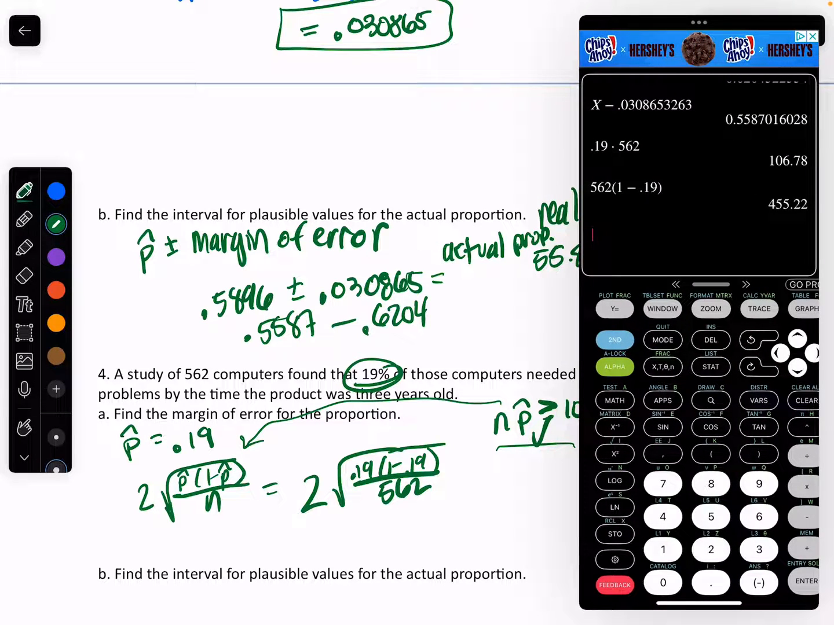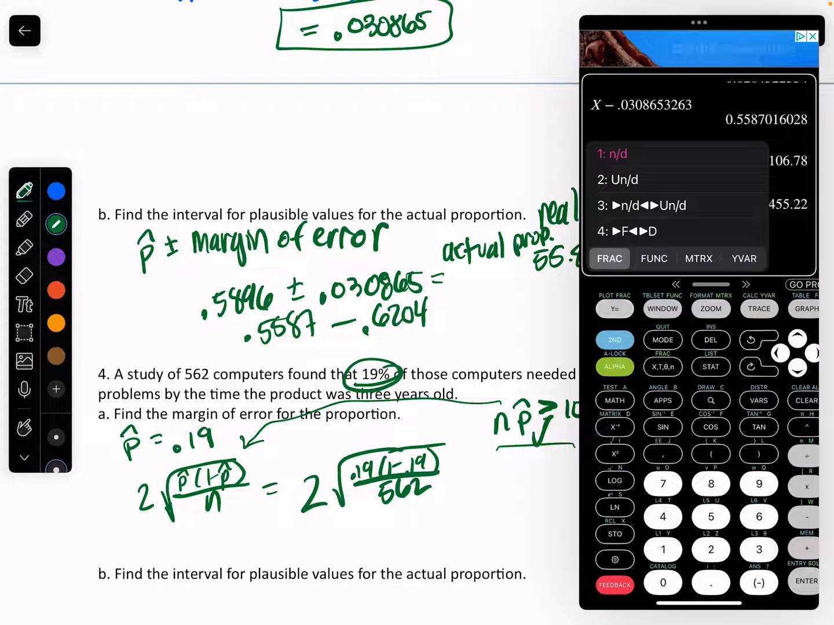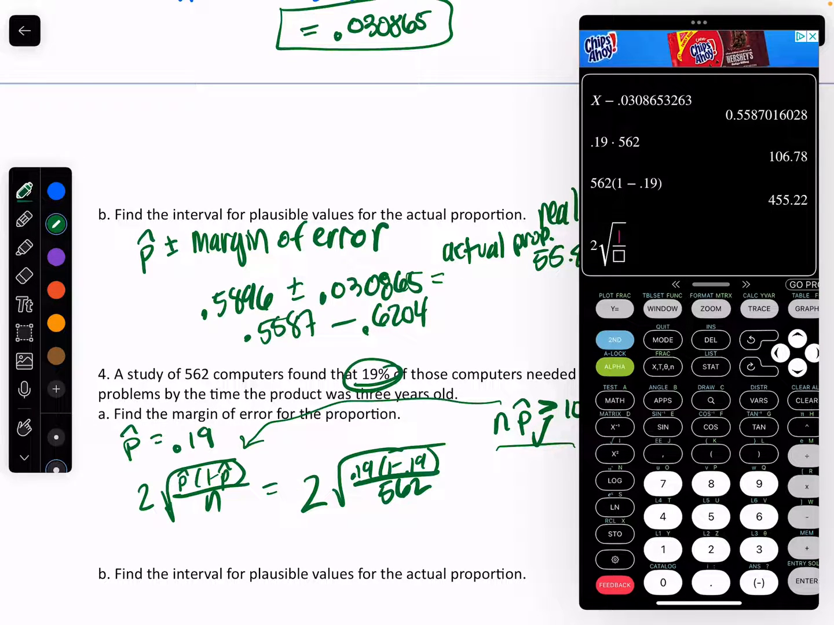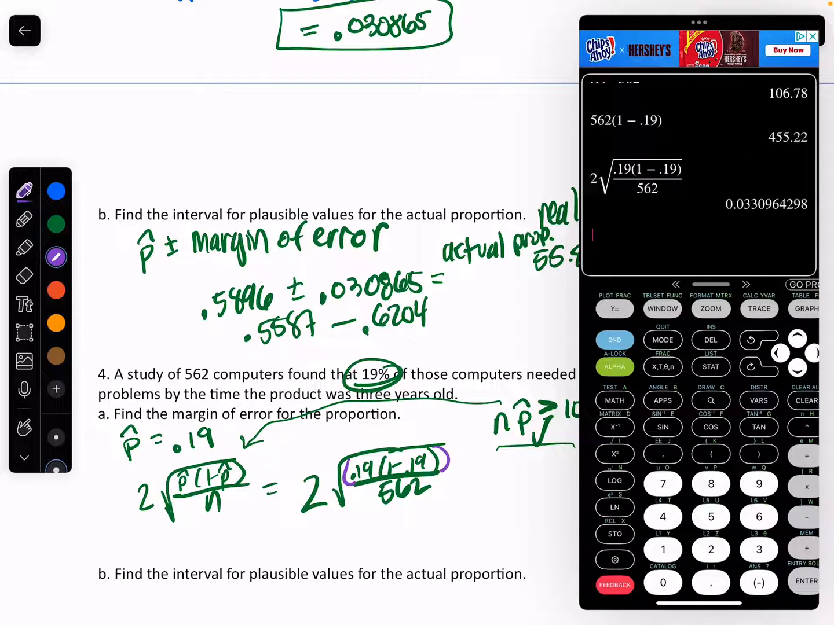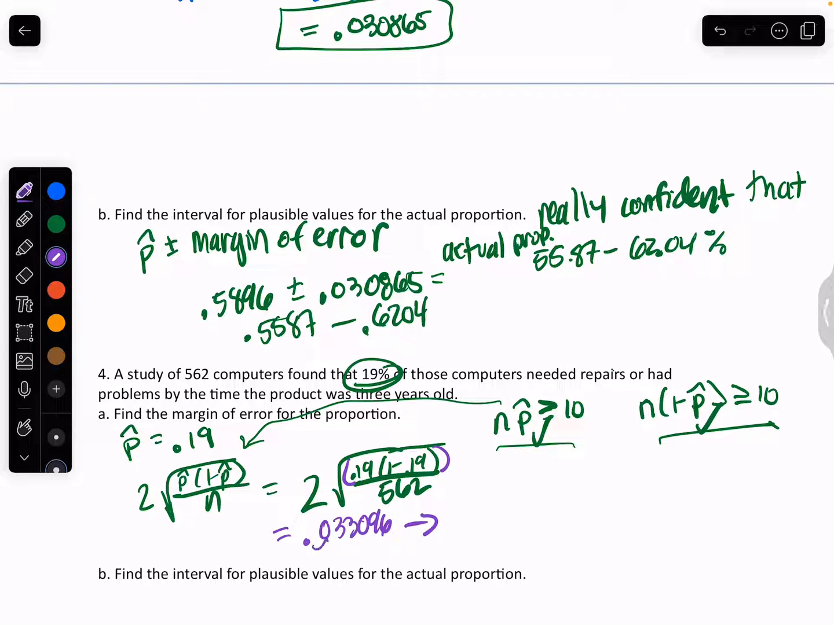So then I'm going to do 2 times the square root, and then I'm going to do alpha y equals if I can, because it just looks a little bit nicer and is easier to keep track of your fractions. If not, you need to put this whole thing in parentheses. So 0.19 times 1 minus 0.19, and then I can hit down to go to the bottom, and then 562, because that was the number in our sample size. So then this gives us 0.033096. So this would equate to 3.31% of a margin of error.